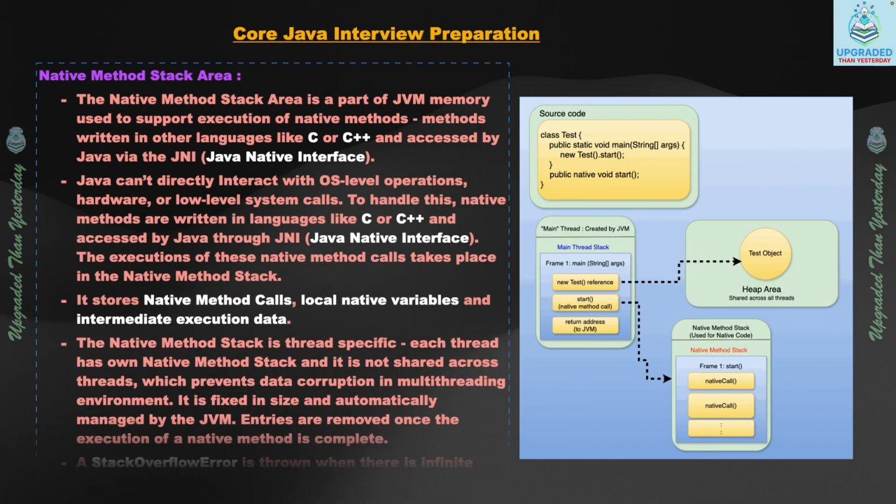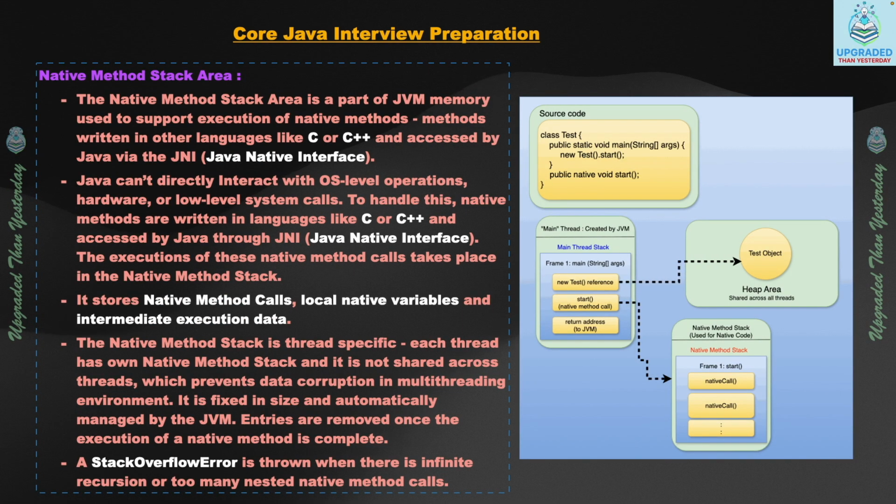Native method stack area. The native method stack is a part of JVM memory used to support the execution of native methods, methods written in other languages such as C or C++. It is similar to the stack area, dedicated to native method execution.